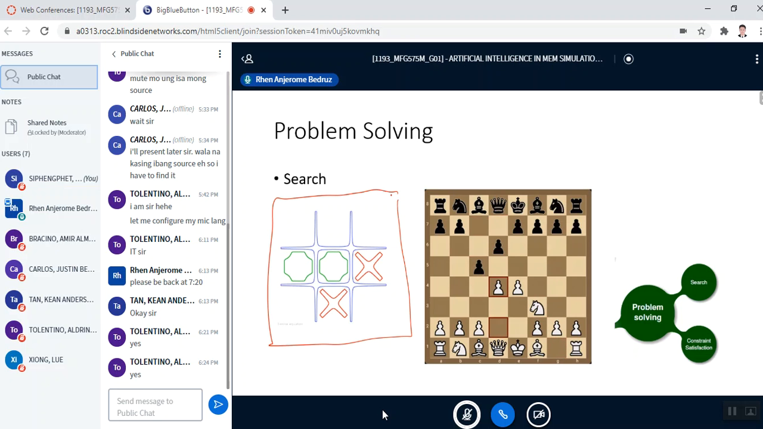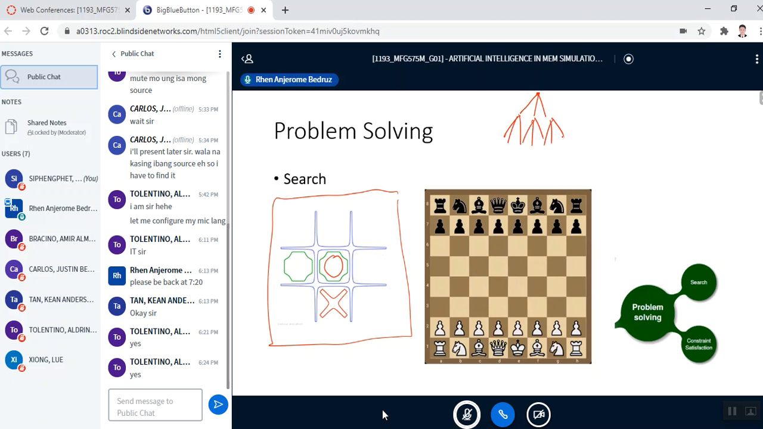In this case, the green one is the AI. The goal of the AI is to think where to put the green pieces so that they could line up, so that they could beat the other player. Okay, so why is it called search? It's called search because once the AI has used his turn, he would make a tree.